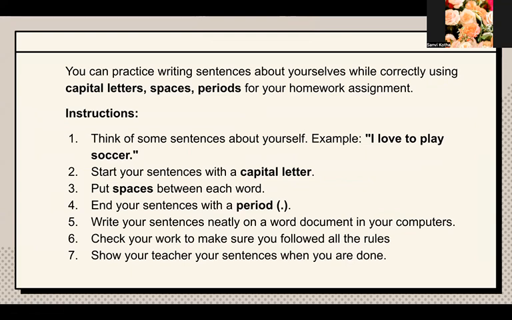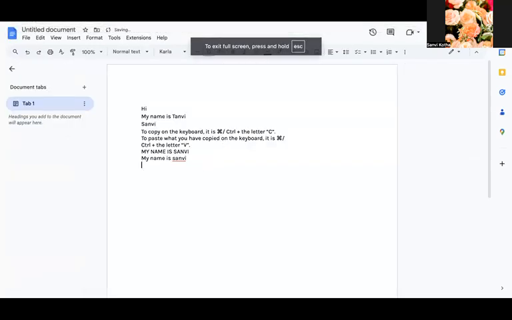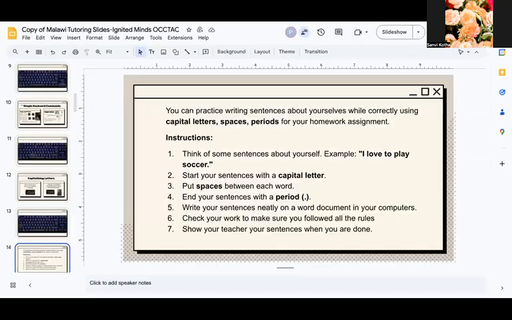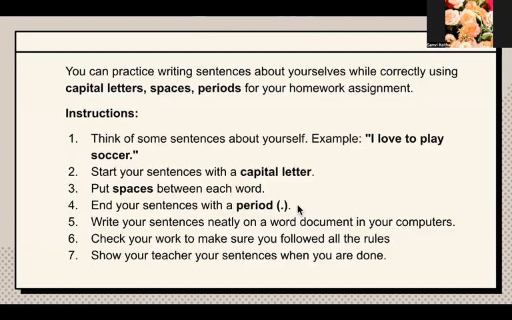Let me show you how to use a period. So you'll put, let's say I like to play tennis. So I like to play tennis. If you look on your keyboard, there will be a button with a dot at the bottom. You will click that. Let me show you on your keyboard. It'll look something like this. Make sure to type this on a Word document and you can send it to your guardian or to Ignited Minds via our email.